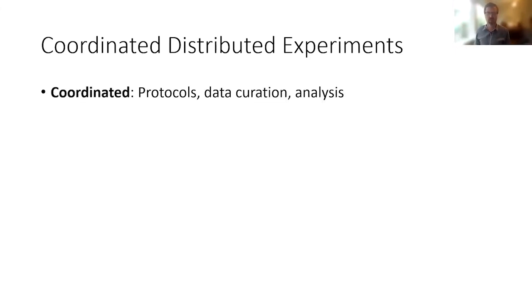So let's walk through each of the components of this phrase, coordinated distributed experiments. When we say things are coordinated, what we mean is that there are common protocols being applied. The data are being curated or collected and maintained in a single location. There's analysis that happens across all the different sites that are involved.